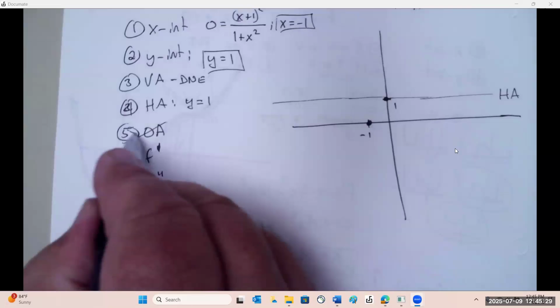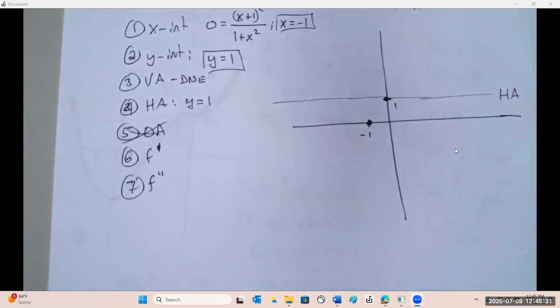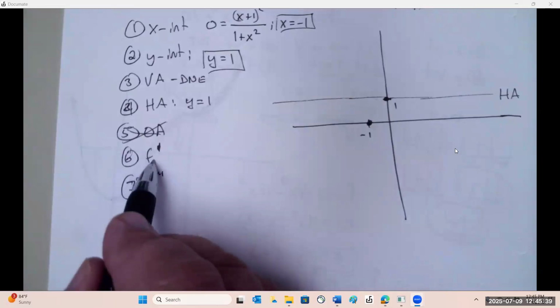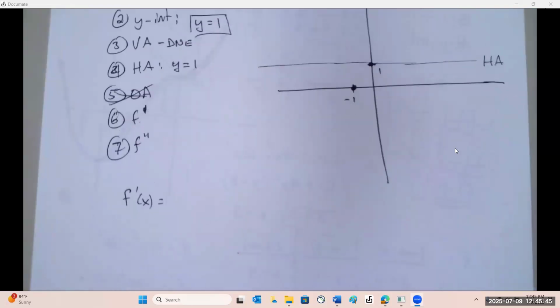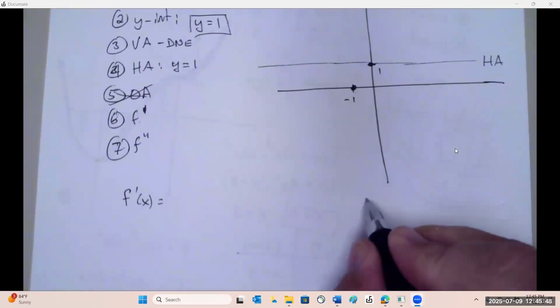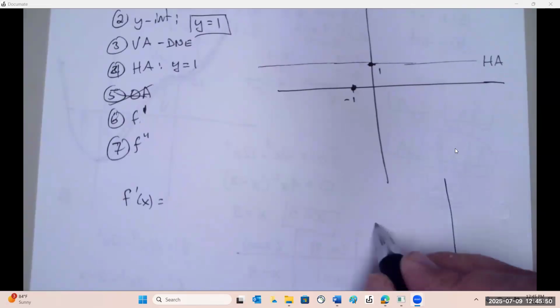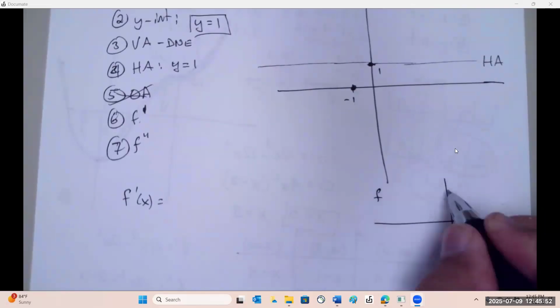So we don't have any oblique asymptotes. We have a horizontal asymptote. So what vertices do we have? That's what this one tells us. So now we have to take the first derivative. Since we have a quotient, we have to use the quotient rule.